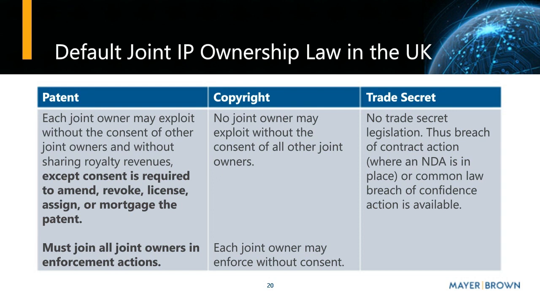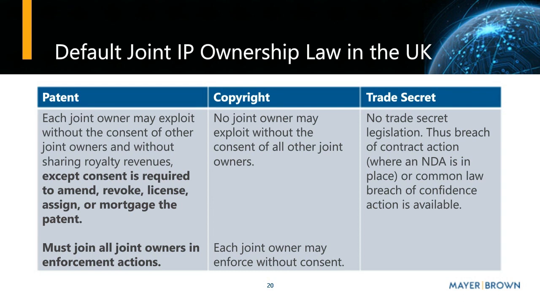For exploiting copyright, the UK default law is the opposite of the US default law, but for enforcing copyright, the UK default rule is the same as the US default law. So in the UK, no joint owner may exploit without the consent of all joint owners, and each joint owner may enforce without the consent of the other joint owners.